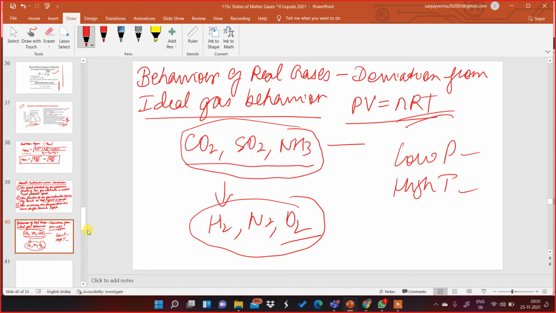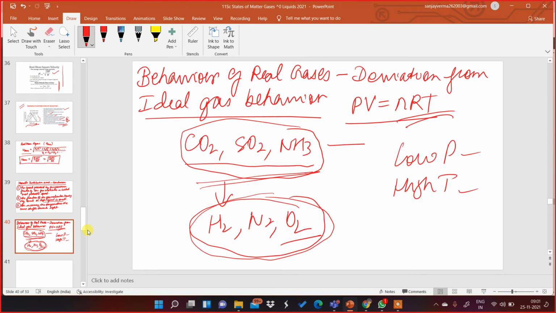Now there are some exceptions. Carbon dioxide, sulfur dioxide, ammonia, these are gases which are soluble in water and can be easily liquefied. Such gases show larger deviation. The deviation of these gases is more than the deviation of gases which are insoluble in water and cannot be easily liquefied. This you must remember.